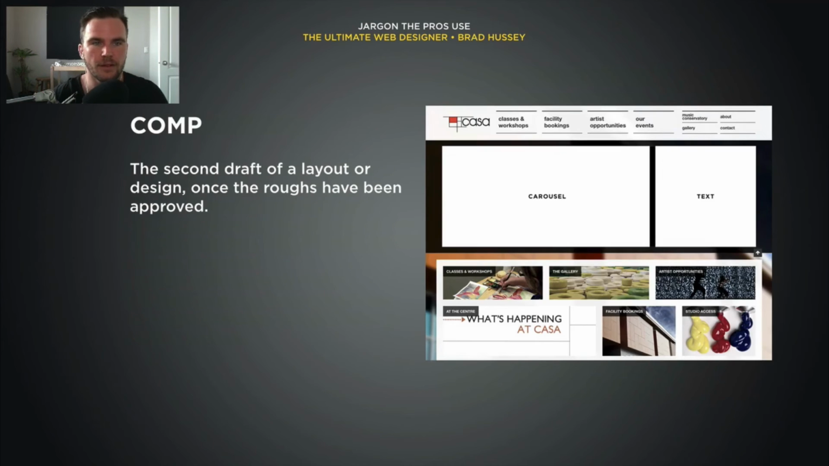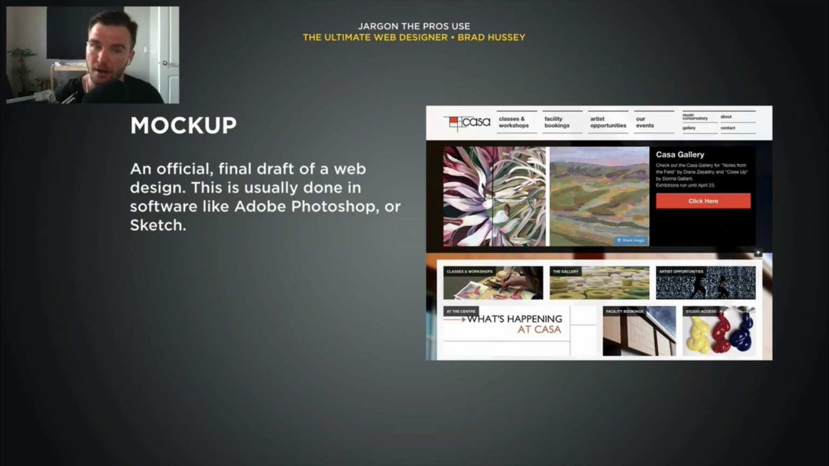A comp is the second draft of a layout or design once the roughs have been approved. So once the client or your team approves your rough or your set of roughs, then you can move into the second revision of that design, and that would be called a comp. A mock-up is an official final draft of a web design. This is usually done in software like Adobe Photoshop or Sketch, which is a Mac application.